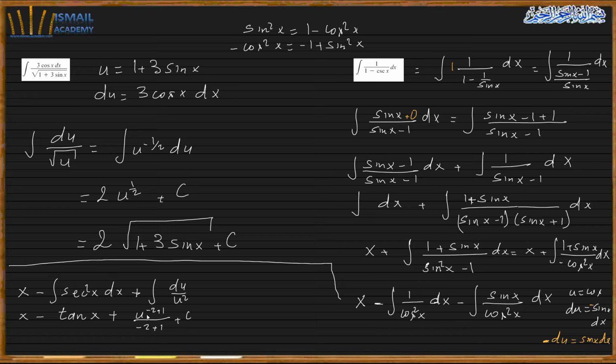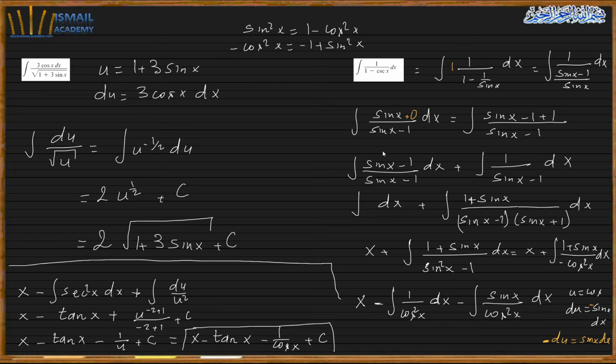Now I will have here u to the minus 1 over minus 1. So it's going to be x minus tangent x minus 1 over u plus c. And u is cosine. So the final answer will be x minus tangent x minus 1 over cosine, which is secant, plus c, and this will be your answer. So be careful, the derivative of cosine is negative sine, it's not sine.